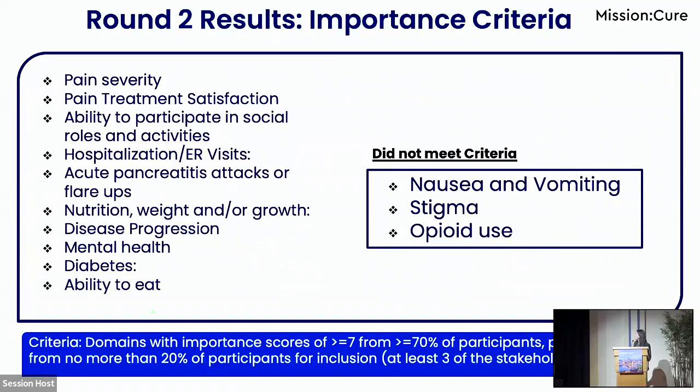So there were 3 domains that did not meet the criteria of the 3 stakeholders having to meet the criteria, and those were nausea and vomiting, stigma, and opioid use. And this is important because this determined how they were categorized into the OMER framework, the onion.